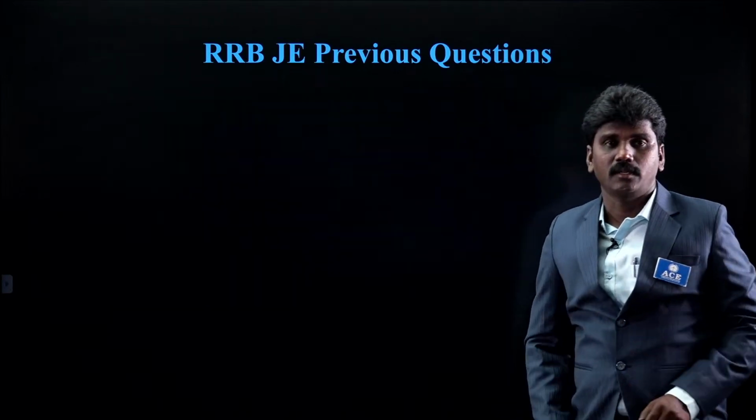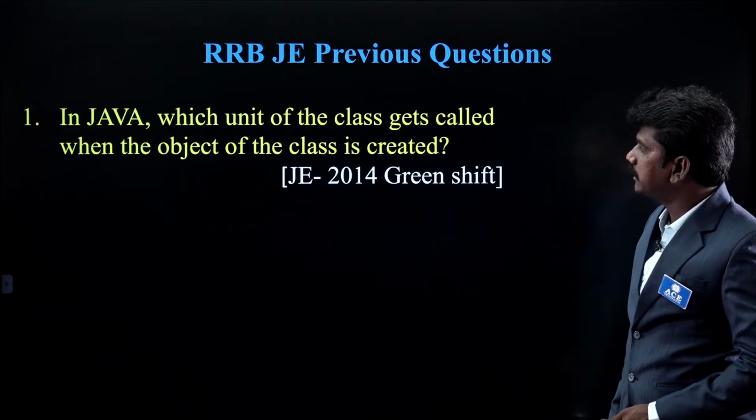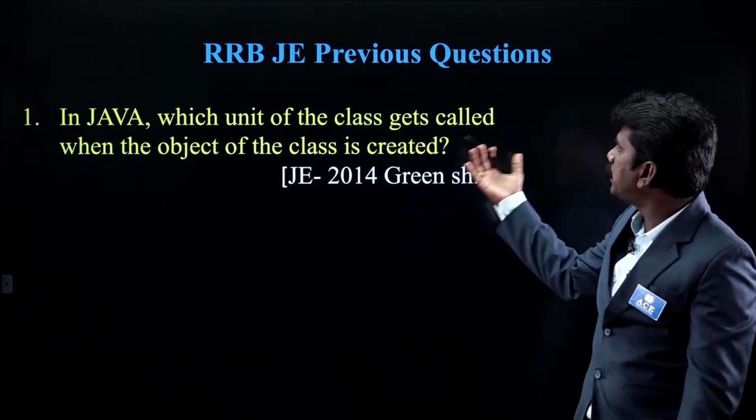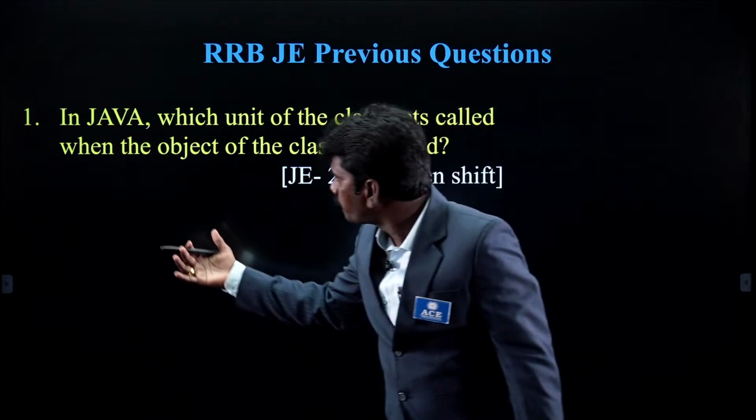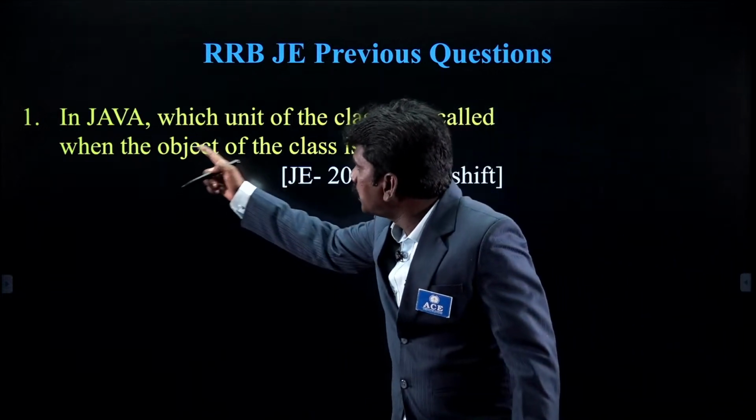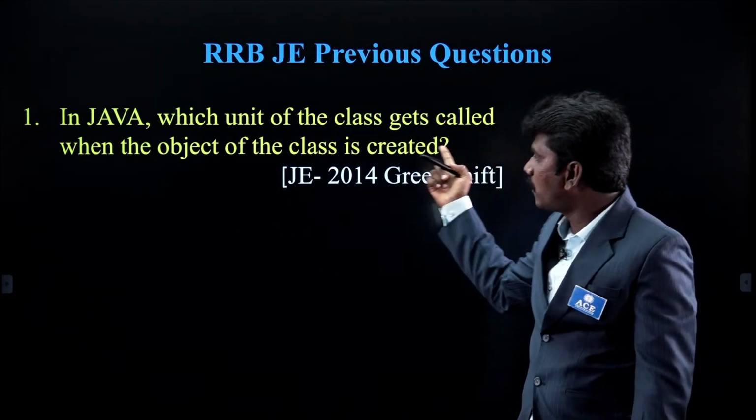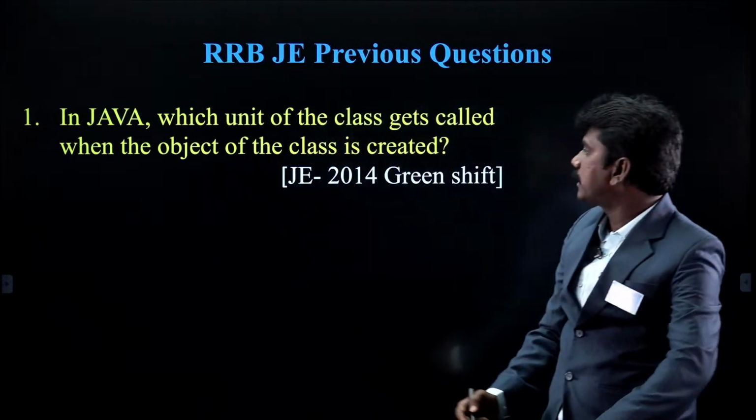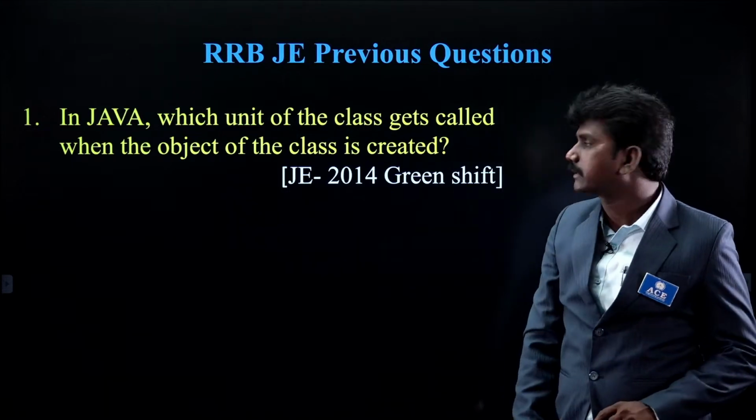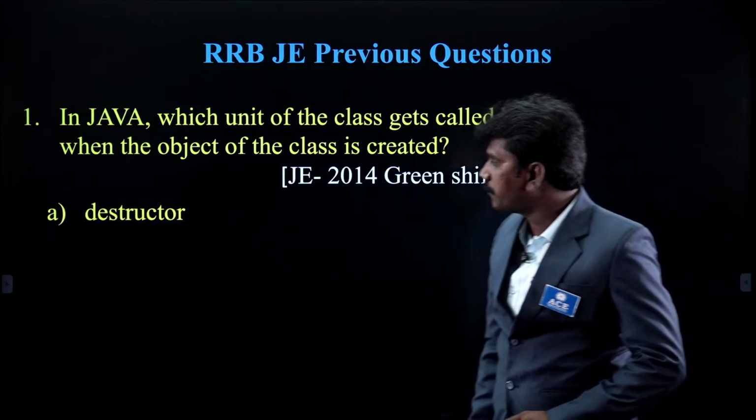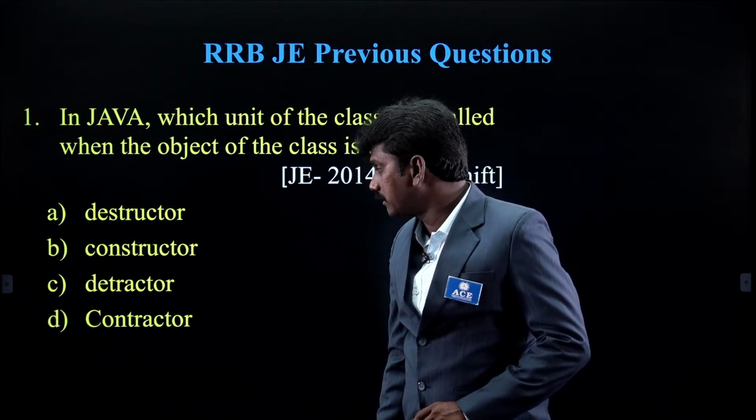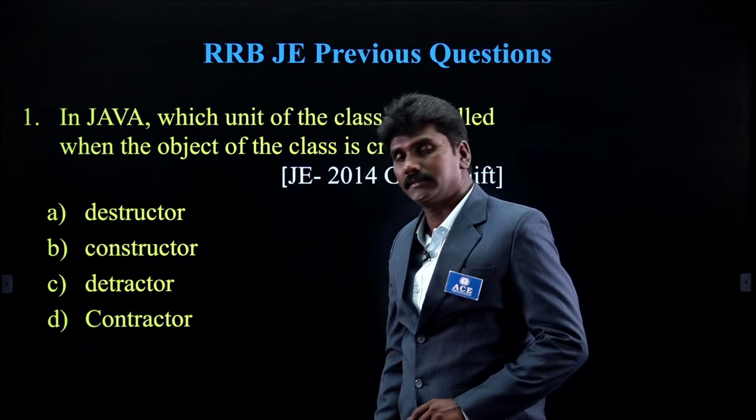Under the constructor, what questions were previously asked? Let us see one question. In Java, which unit of the class gets called when the object of the class is created? RRB JE 2014, Green Shift, they have asked this question. The options are A destructor, B constructor, C detractor, D contractor.